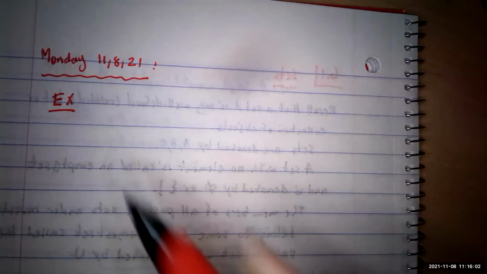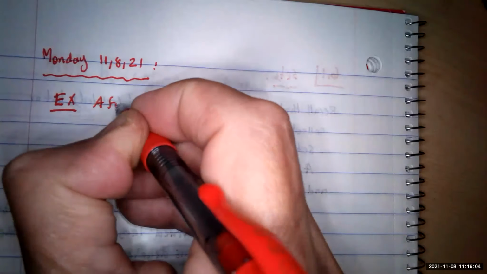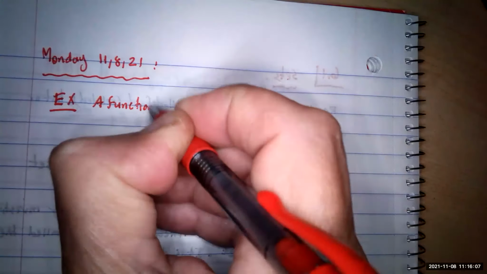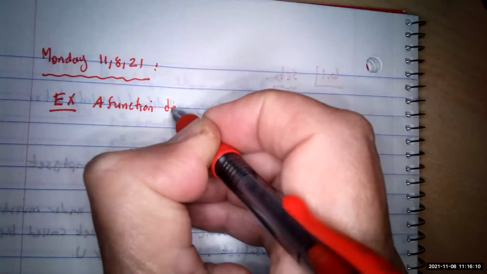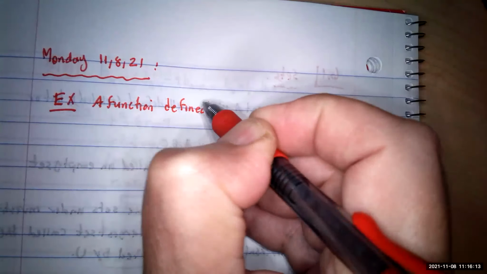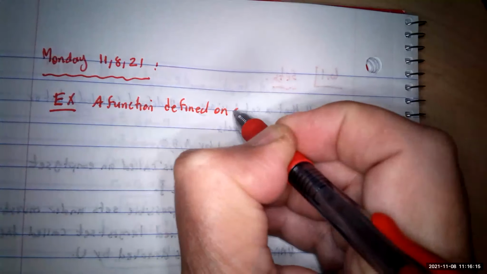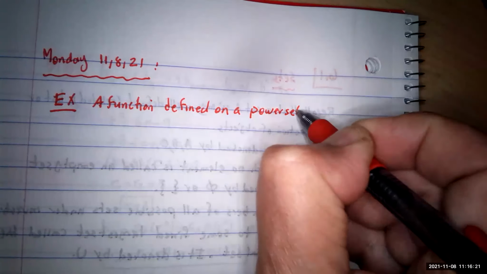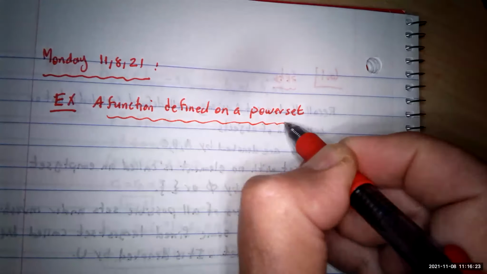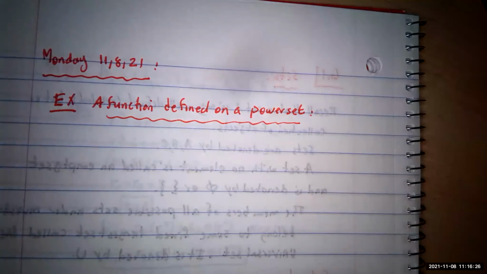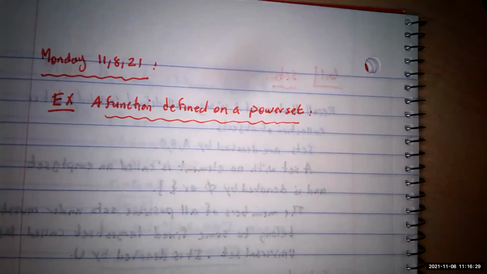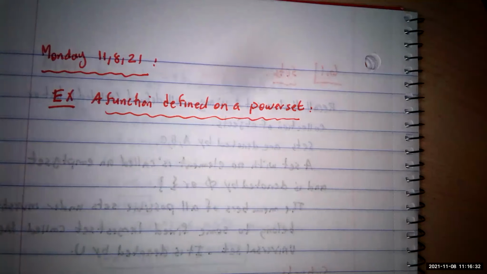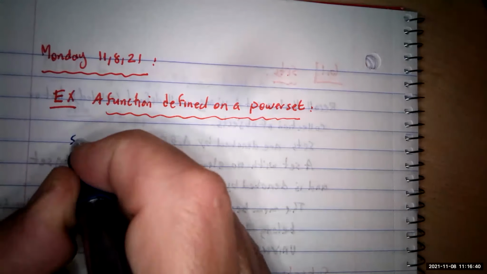This example is a function defined on a power set. We use this type of function in probability. And there is a great part of mathematics that we call measure theory, a very difficult field, where we study functions on sets only. So this example is going to be of this format.